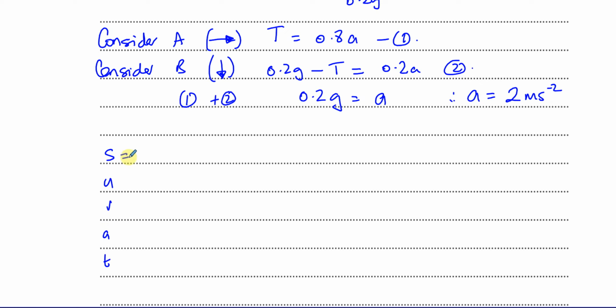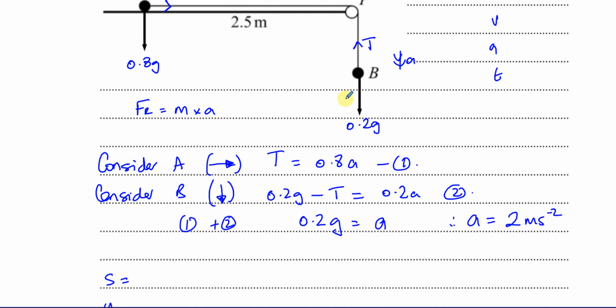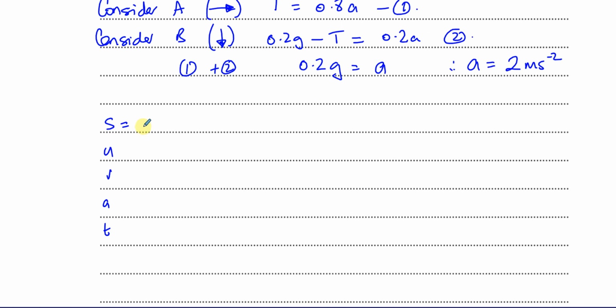So we know that this is going to move 2.5 meters. Both of them will move 2.5 meters, of course. So S is 2.5, U is going to be 0 because it was released from rest. V we don't know, and we don't need it. A is 2, and T is what we have to find. So we need an equation involving S, U, A, and T.